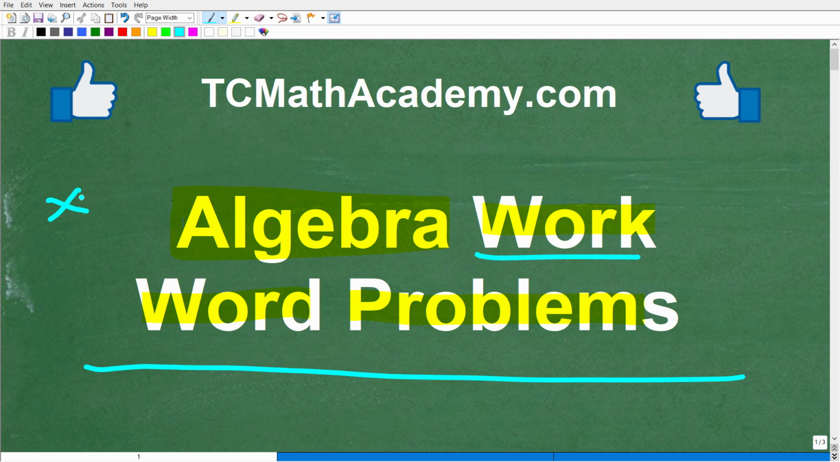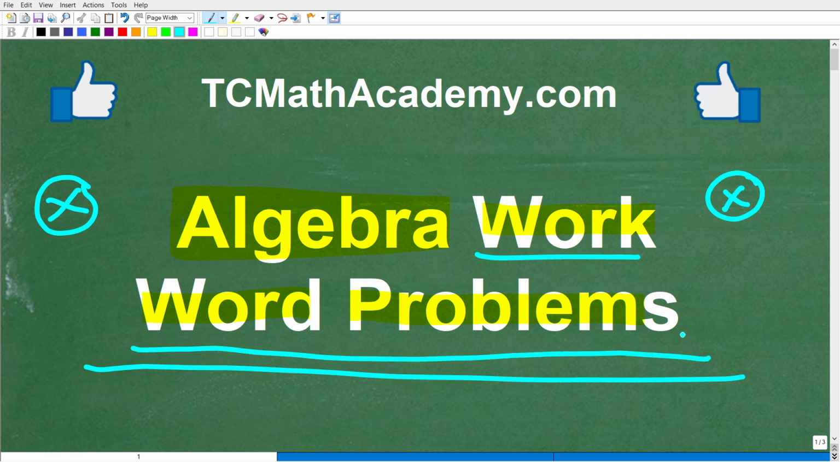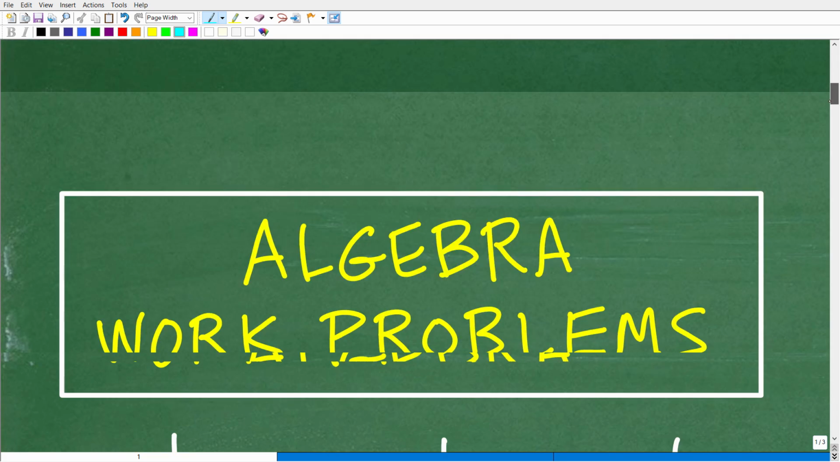So maybe there's person A or machine A that can do this work or job in this amount of time. Then there's person B or machine B that can do the same job in this other amount of time. How long will it take if they work together? If you come across a problem that sounds like that, you're likely dealing with an algebra work word problem, which means you need to understand this formula right here.